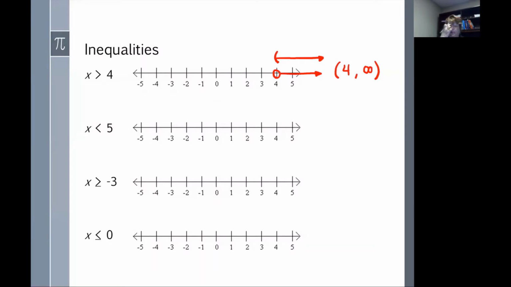All right, so let's look at the next one. The next one says that x is less than 5. So normally we'd graph this with a circle at 5, and less than means all the numbers to the left.